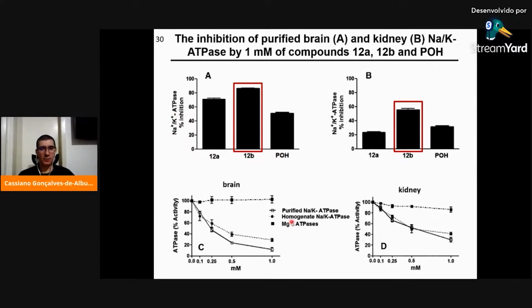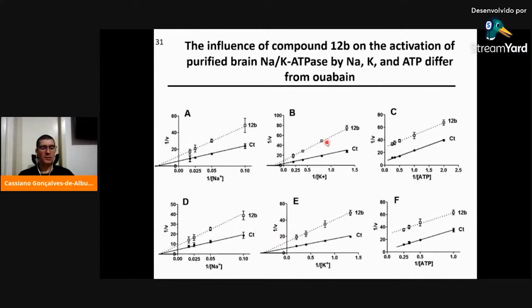And so we tested if 12B would differ in purified sodium-potassium ATPase, crude sodium-potassium ATPase, and magnesium ATPase. The 12B compound showed high selectivity to the enzyme inhibition. Here is just to show that compound 12B differs from the ouabain inhibition profile, having a non-competitive inhibition with sodium and potassium, and uncompetitive inhibition with ATP.